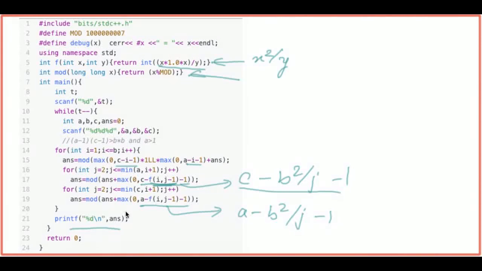And one more thing is, this solution is nothing but order of t into b square, because you can see here we have a loop for b, and then again we are iterating from 2 to minimum of i plus 1, that is nothing but again b. So basically we have a solution of order of t into b square. But still it will pass because of the given limits.